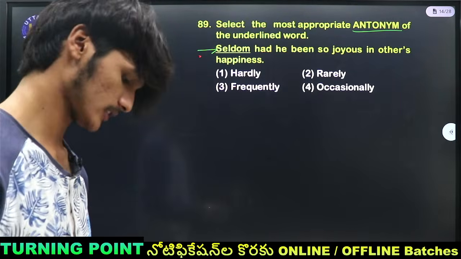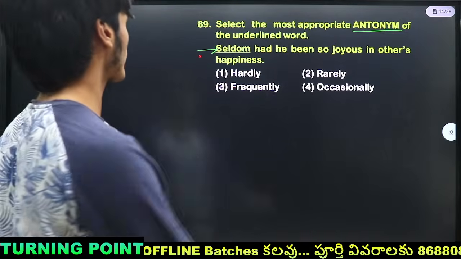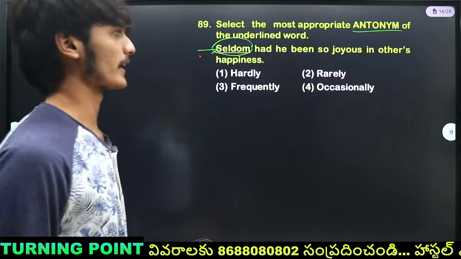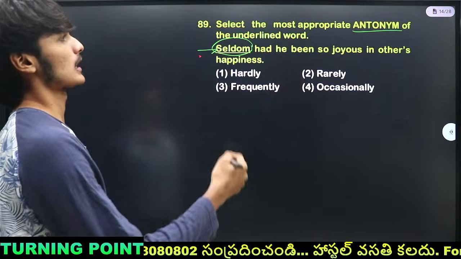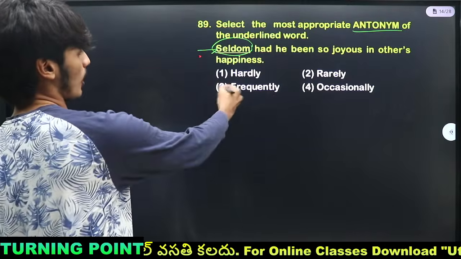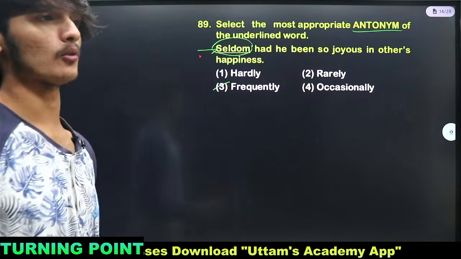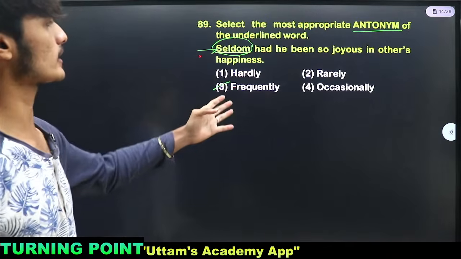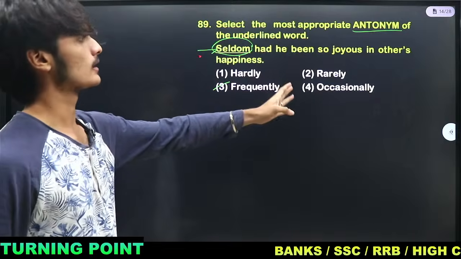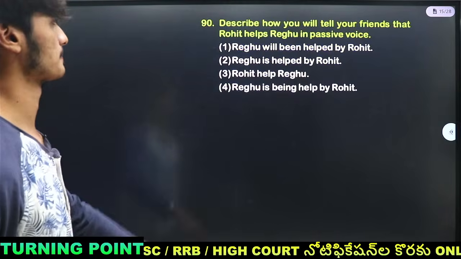Yes, Anudipti, synonym. Okay, you thought of synonym. So what does seldom mean? Seldom means very rare. And the opposite of very rare is frequently. So option 3 is right. Hardly means in most of the cases no. Rarely will become a synonym, and occasionally will also become a close synonym of seldom.